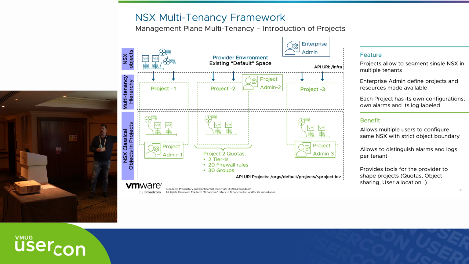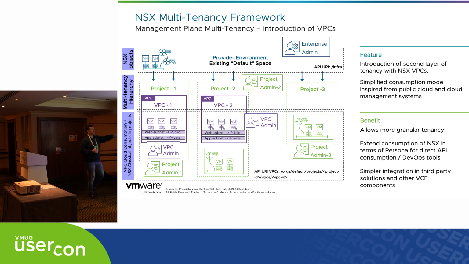So I could create a tier 1 router outside of a VPC within a project and then peer that to the tier 0. So I've got a little bit more flexibility in terms of what I can do and what I can configure within a project. The VPC is just that small, right? So if I'm a VPC admin, all I get access to is this. But within a project, I can have multiple VPCs.